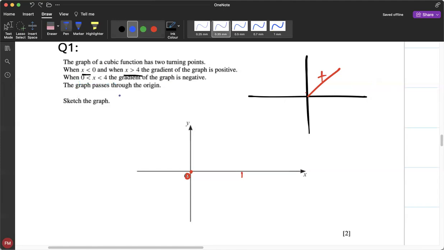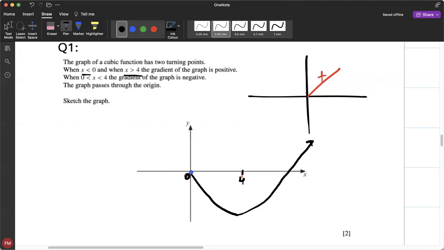And the graph passes through the origin. That means this is going to be my x or y intercept. Now, if you sketch this out, we only need to sketch it for 0 and 4. Obviously, we'll go a little beyond that as well, just to make the concept clear. So in between 0 and 4, the graph is negative. Don't you think this line is going downwards? That definitely means the gradient is negative. In a similar way, after 4, the gradient becomes positive.